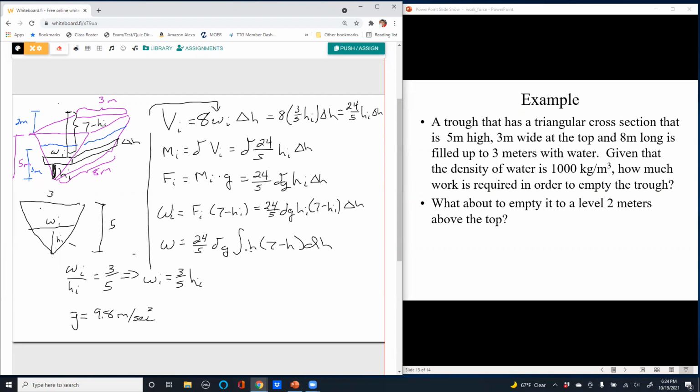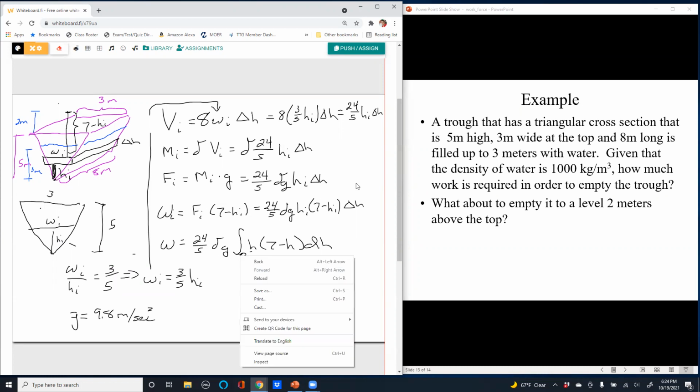What's your variable? H. Where is H in your diagram? H is the distance from the tip of the trough, or basically the bottom of the trough, or the bottom of the water, or I think it's water, yeah. So that means the lowest H can be is 0.